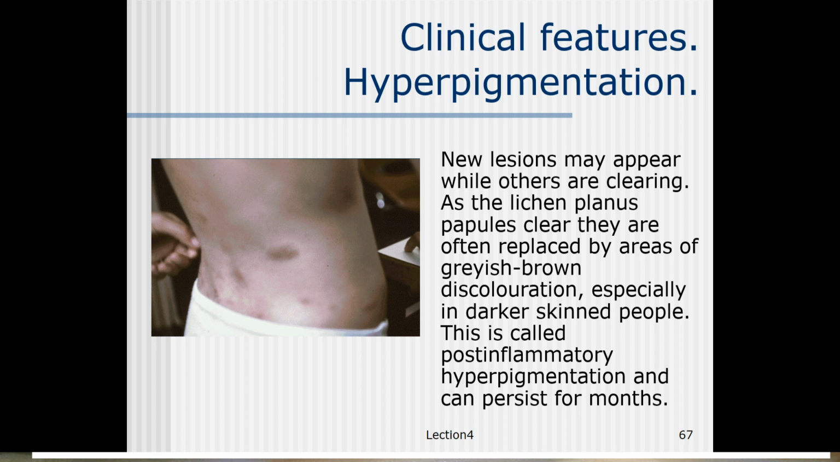Hyperpigmentation. New lesions may appear while others are clearing. As the lichen planus papules clear, they are often replaced by areas of grayish-brown discoloration, especially in dark-skinned people. This is called post-inflammatory hyperpigmentation and can persist for months.